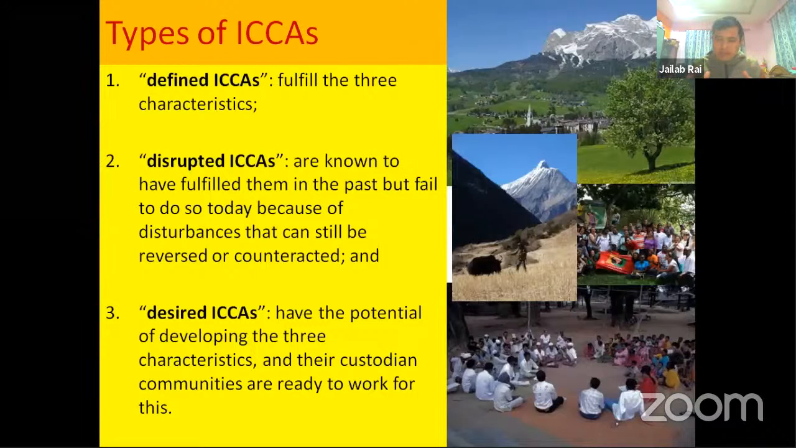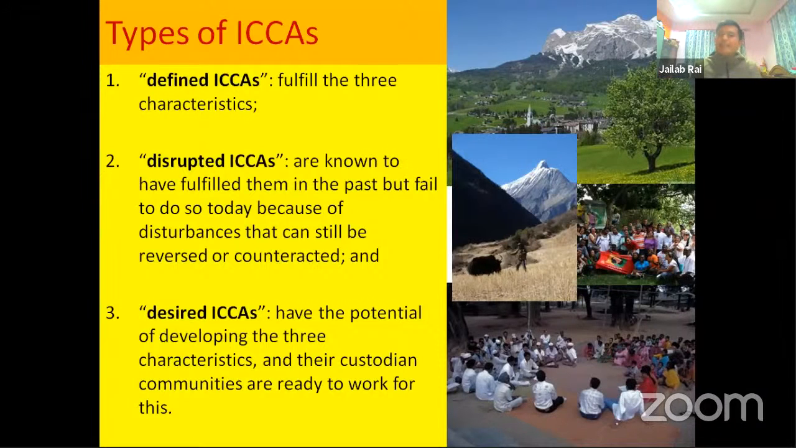So based on the three characteristics that I mentioned in the previous slides, there are three types of ICCAs globally. The first is the defined ICCAs, the territories and areas which have all these three characteristics. The second is the disrupted ICCAs, which had these three characteristics in the past, but at present, because of many reasons, these features are disrupted.